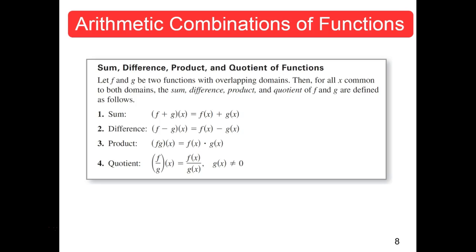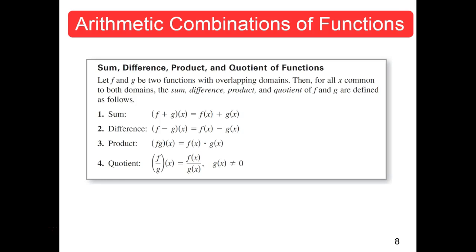The sum function is, so (f plus g) of x is f of x plus g of x. Just, I hope, like you would expect. The difference function, (f minus g) of x, would be f of x minus g of x, just like you would expect. The product function, (fg) of x, is f of x times g of x, and the quotient function, (f divided by g) of x, would be f of x divided by g of x, as long as none of the x values would make g equal to 0. You'd have to exclude any x values that made g equal to 0.